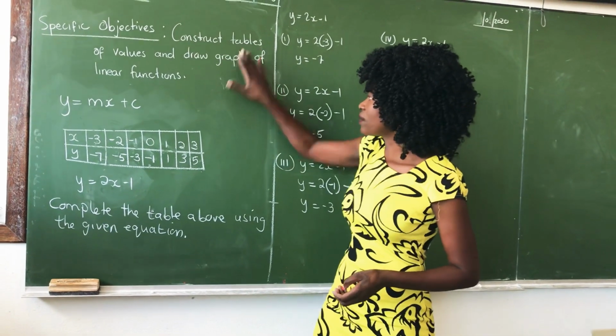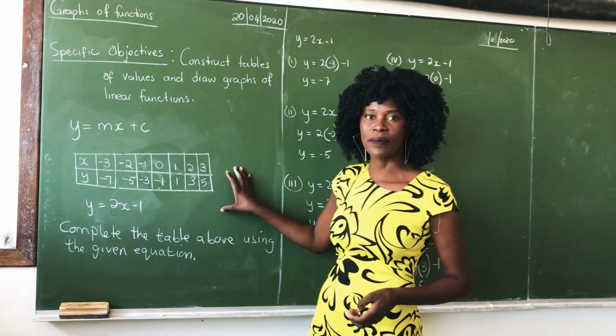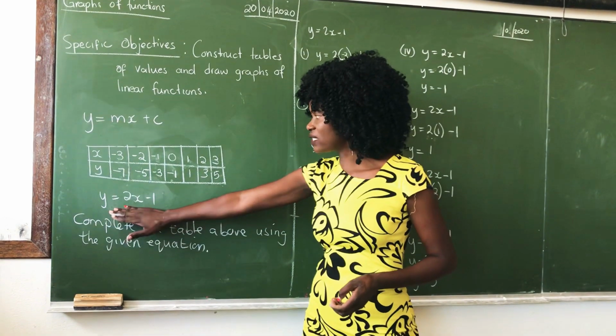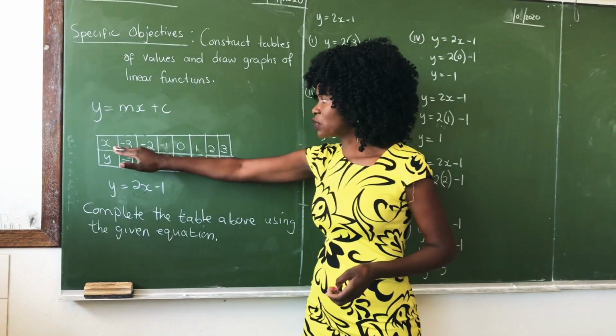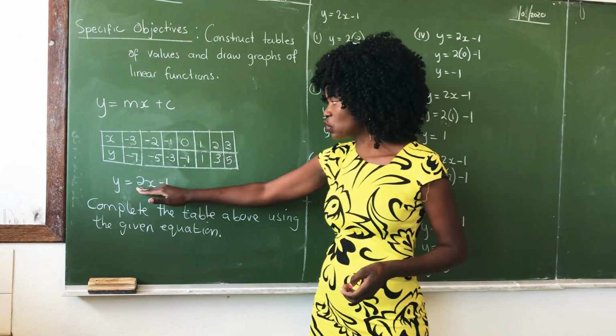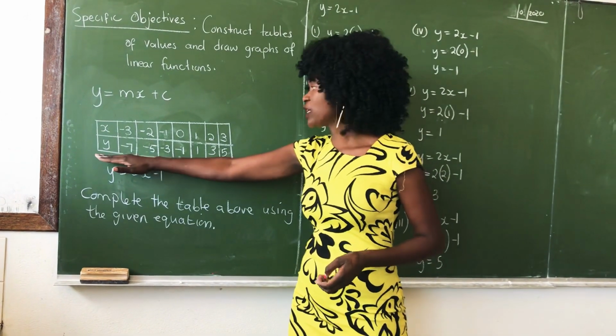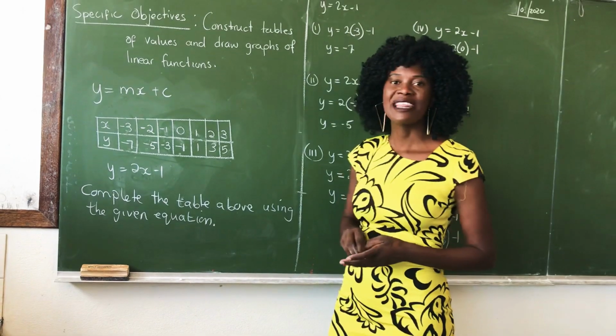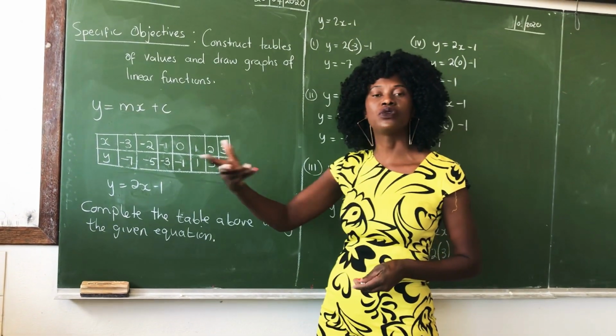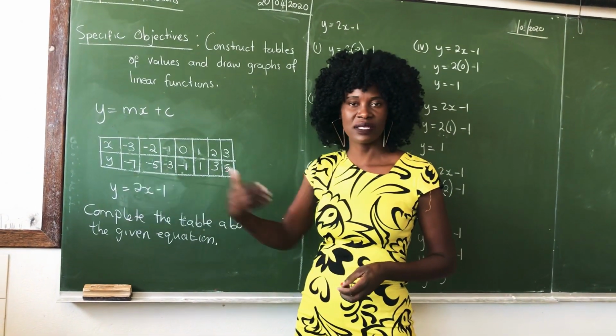So that is the construction of the table. You use the equation that is given, and you substitute the values of x into that equation to find the value of y. Once you have completed the table, the next step is to move on to drawing a graph, which is the straight line graph.